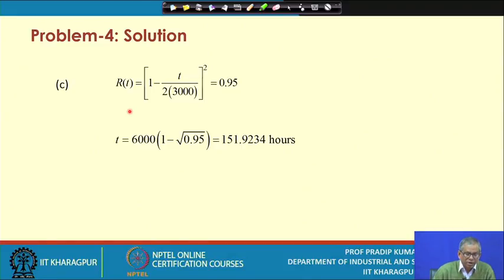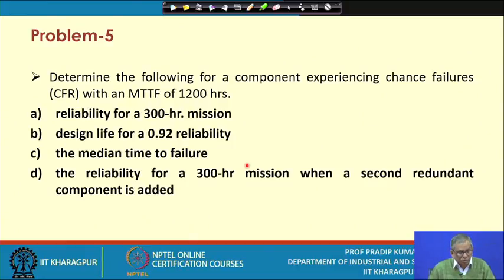Now, what is the expression for reliability? That is this expression for 3000 working hours. The reliability is 0.95. So now you calculate what the time period is. From these expressions you get the time period, which is 151.9234 hours. So you just apply this formula straight to get the answer.